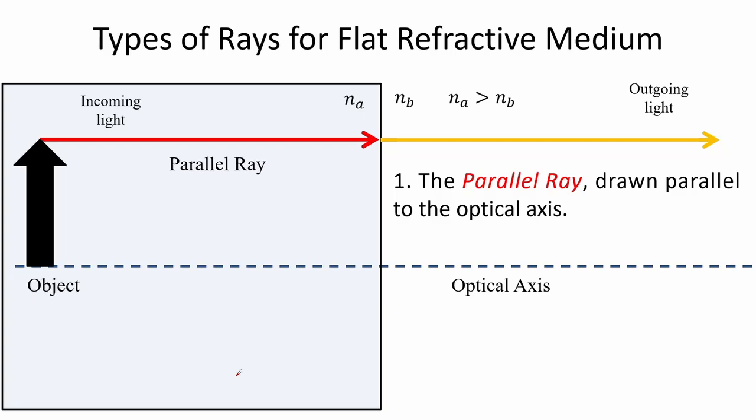Let us look at what rays we can use to graphically show the image. In this scenario, the object is in a material that has an index of refraction Na which is greater than Nb. The first ray that we consider is the parallel ray as shown in the image. As mentioned earlier, it is drawn parallel with respect to the optical axis and it emerges to the next media without any deviation. This is because it hits the interface at a straight line.